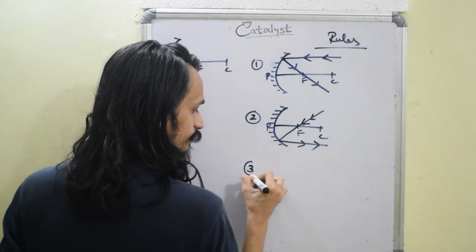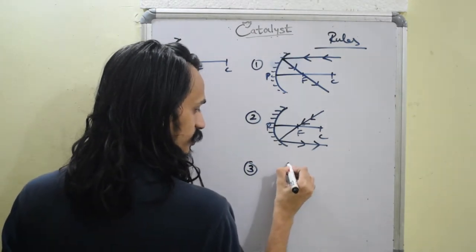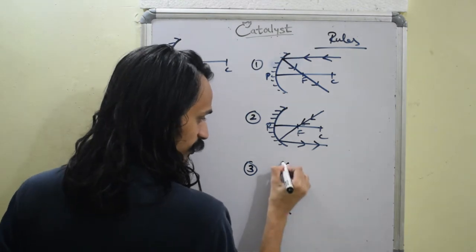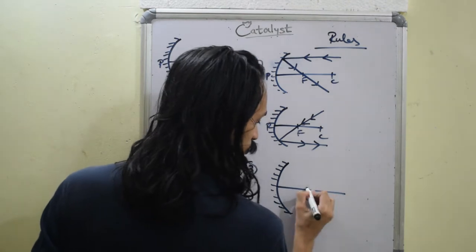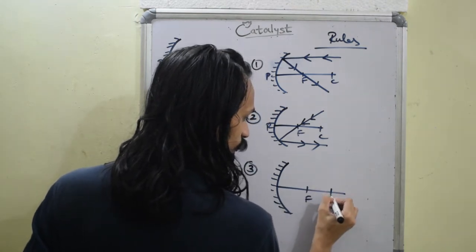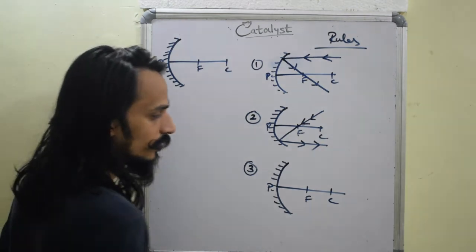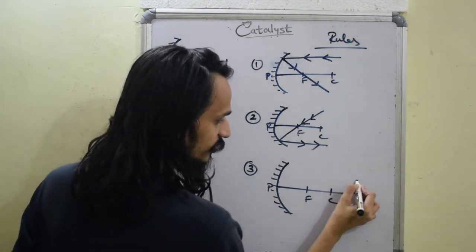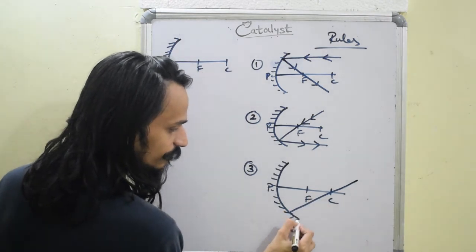Notice the arrows when we are doing these diagrams: coming, going, coming and going, right? The third rule would be for an object that is, or for a ray of light more specifically, that goes through the point C.